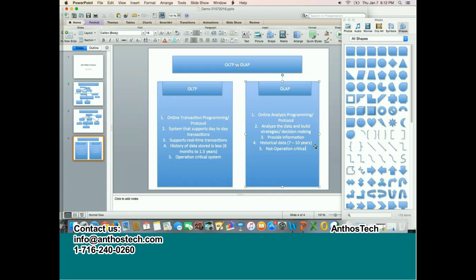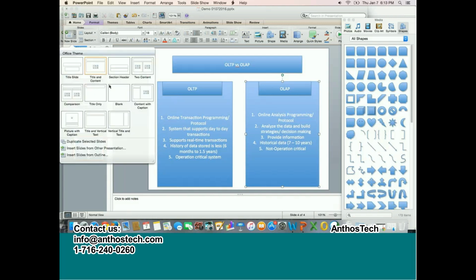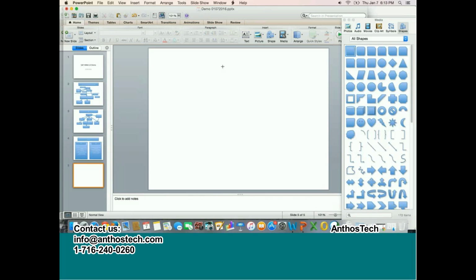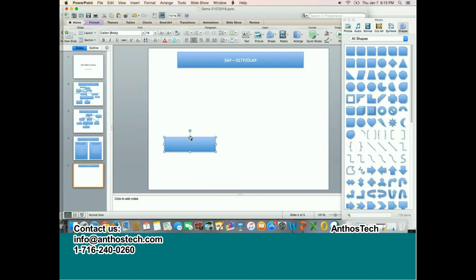So this system is not an operation critical system. These are the major differences between an OLTP system and an OLAP system. Both are part of ERP packages. Now with this information, let us go to the SAP world and understand what the systems are that cater to OLTP and OLAP. SAP world, OLTP versus OLAP. All right, so SAP came up with one product, which is called ECC.